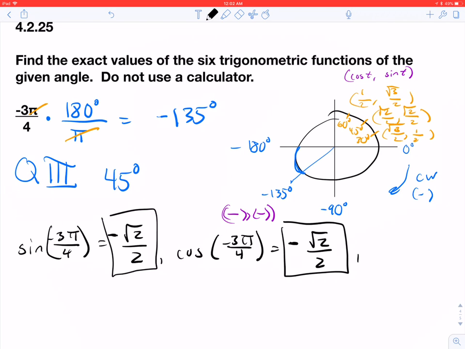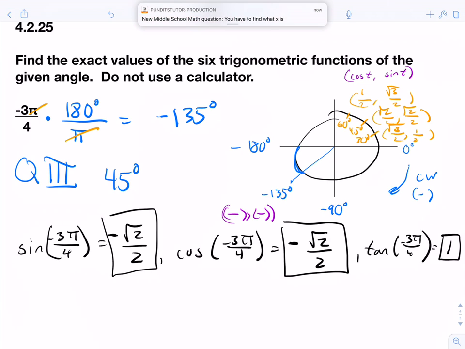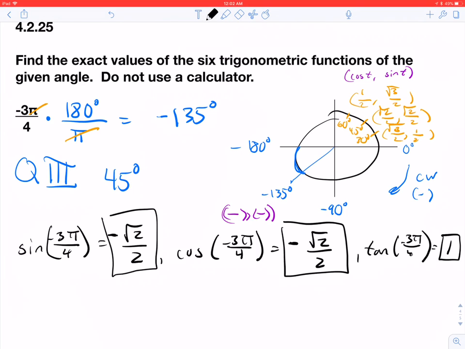Then tan of a negative 3 pi over 4, tan is nothing but sine over cosine. In this case, it's just going to be 1. Tan is also your slope between your terminal point and the origin. This makes sense because in quadrants 3 and 1, the tangent is positive because the slope is positive.